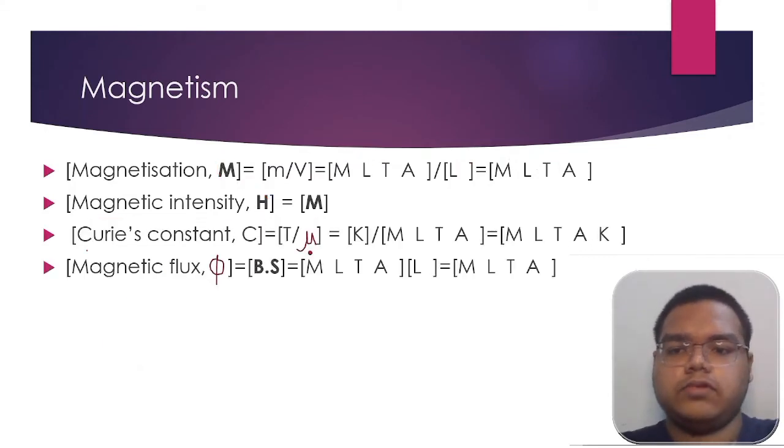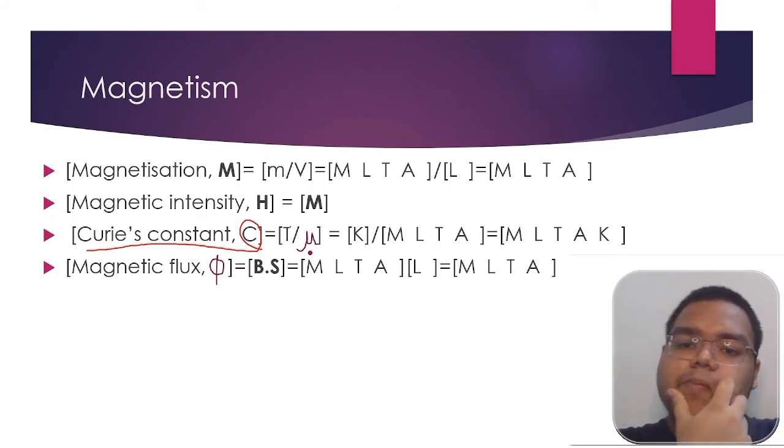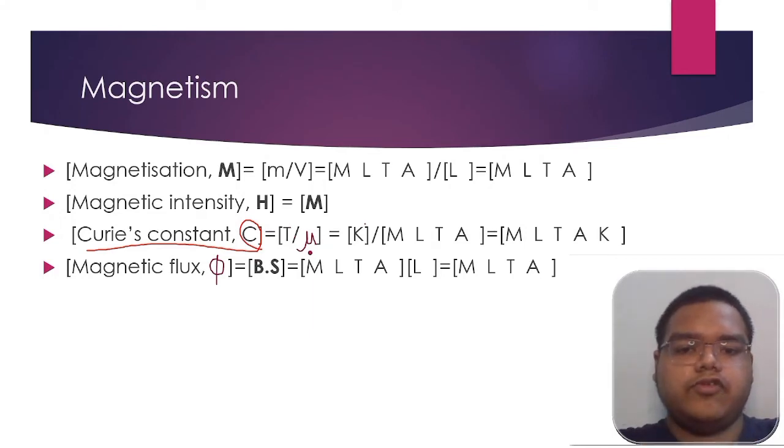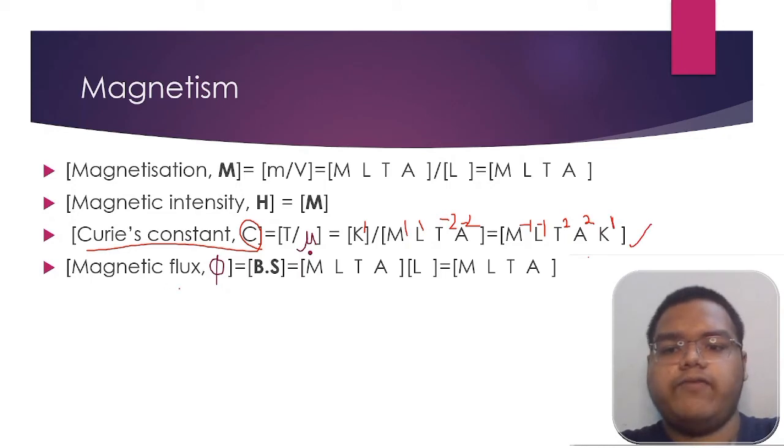Okay. Next, Curie's constant capital C will have the dimension of temperature divided by mu naught. So K to the power 1 divided by mu naught. Mu naught has the dimension of M to the power 1 L to the power 1 T to the power minus 2 A to the power minus 2. Right. Next, M to the power minus 1 L to the power minus 1 T to the power 2 A to the power 2 K to the power plus 1. Done.